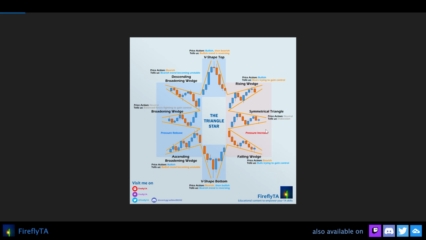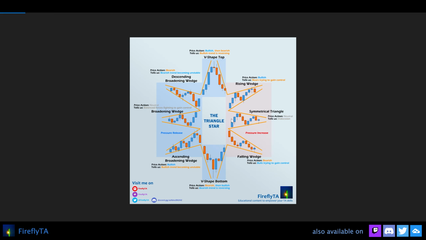Let's start with the simplest one, the easiest one. It's the symmetrical triangle. It's probably one of the first patterns you ever learn about or hear about when you look at a TA resource of your choice. The symmetrical triangle is something that you encounter very early in your journey. This is one of the easiest patterns to handle as well.